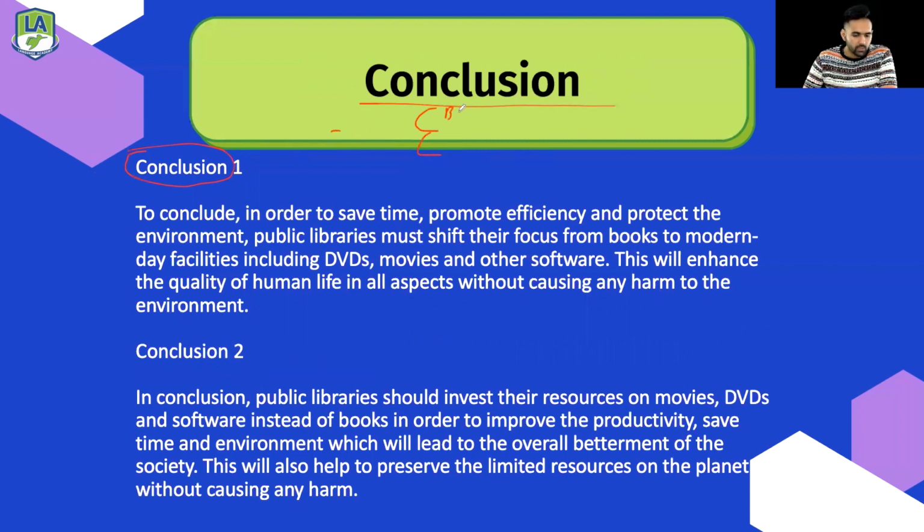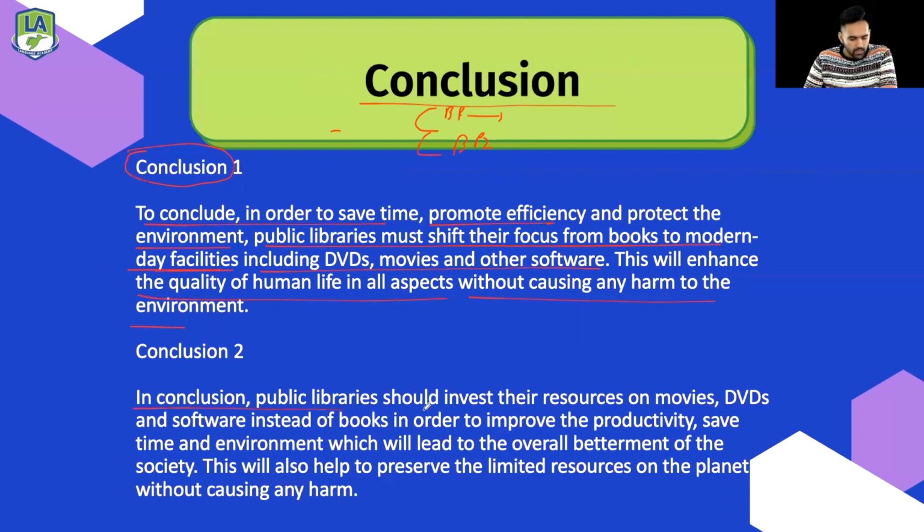In BP1, we discussed time. In BP2, we discussed environment. Now let's see if we have got something here. To conclude, in order to save time, promote efficiency, and protect the environment, public libraries must shift their focus from books to modern day facilities, including DVDs, movies, and other software. This will enhance the quality of human life in all aspects without causing any harm to the environment.